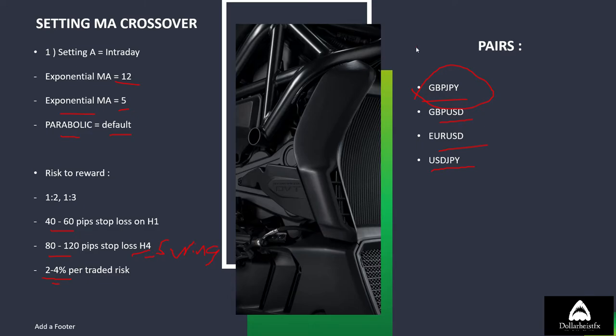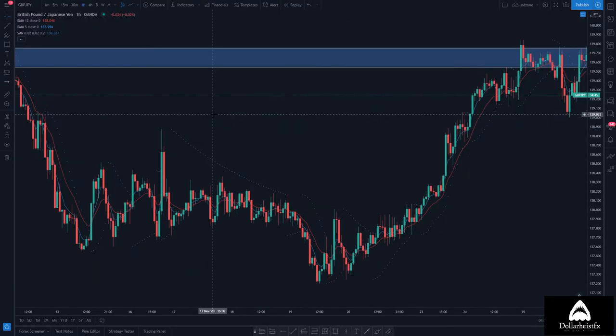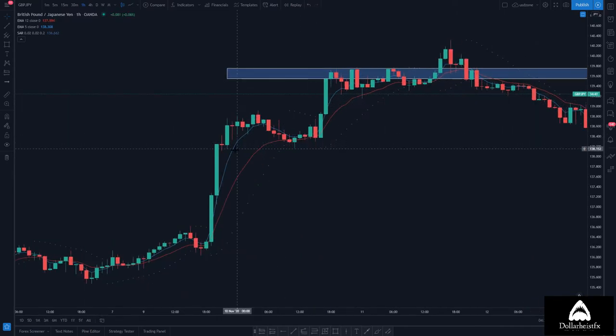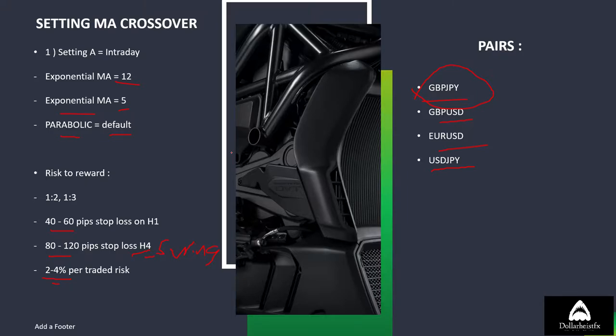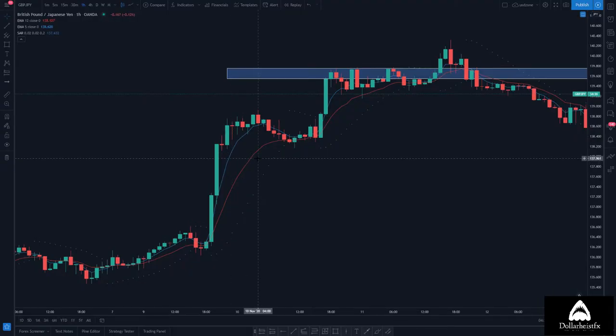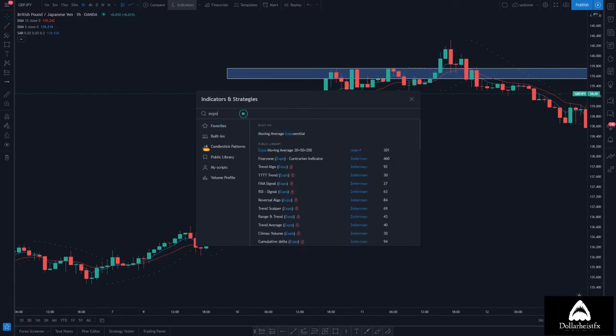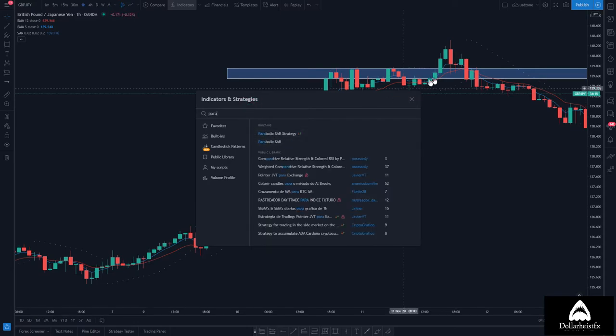Okay, I'll show you guys the chart. This is the chart, this is the indicator that you need. I hope you guys can see. The blue one is the 5, the red one is the 12. This dotted one is the parabolic SAR. I'm using TradingView, so if you don't know how to insert the indicator, you can just go to indicators right here and search exponential moving average, and there you are. And when it comes to parabolic, parabolic SAR, and that's it.